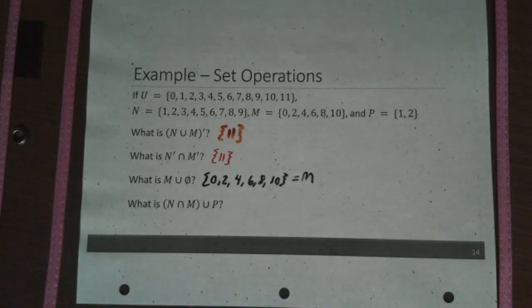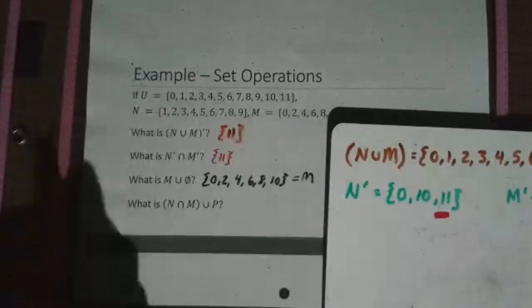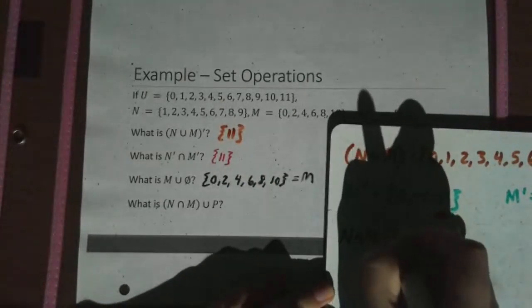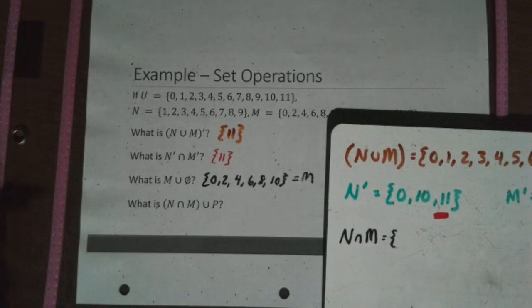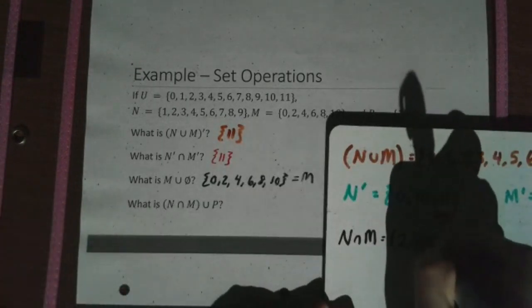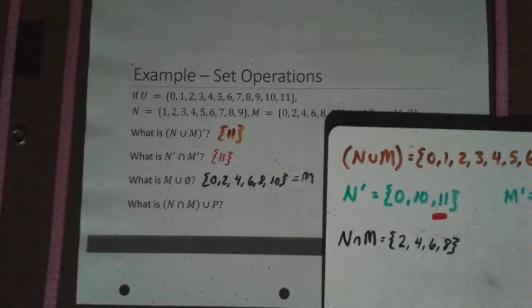Finally, I want to know what is N intersect M union P. Again, thinking in terms of order of operations, I need to do what is in parentheses first. That is N intersect M. So looking at N and M, what they have in common is 2, 4, 6, and 8. We found that before on the first slide on intersections. It's what they have in common.